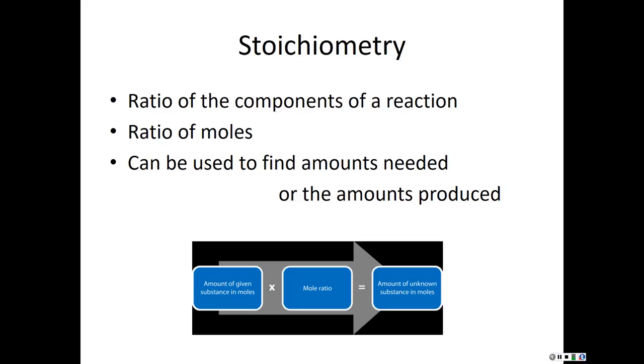Because for every 1 mole here, it takes 2. So if I have 2 moles, it's going to take 4. 3 moles is going to be 6, so forth and so on. 7 would be 14 in that case, because it's a 1-to-2 ratio.